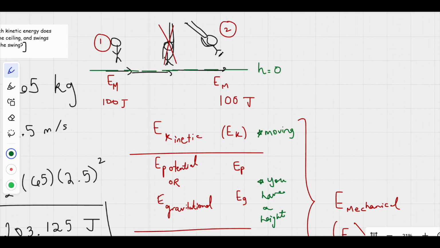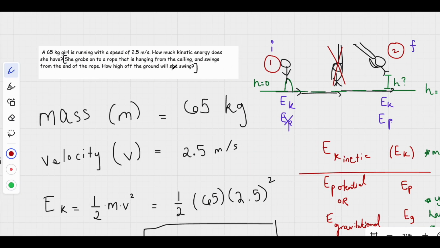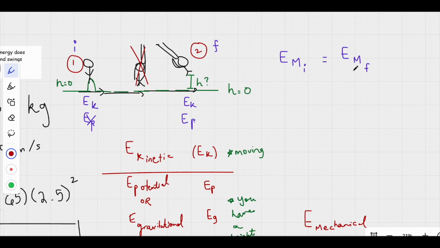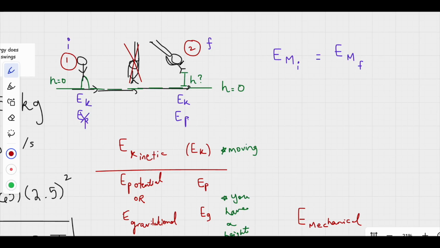So for us, this person is a bit off the ground here. They would be on the ground when they're running, so the height here would be 0 in the beginning. Because she's running, she will have only kinetic energy, no potential energy, because the height is 0. At this point, because it says how high off the ground will she swing, that means they are asking how high can she get at the very maximum point.